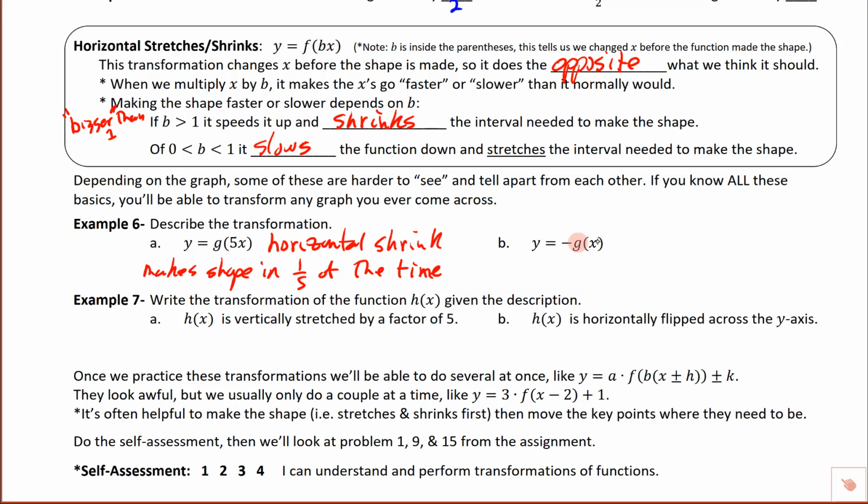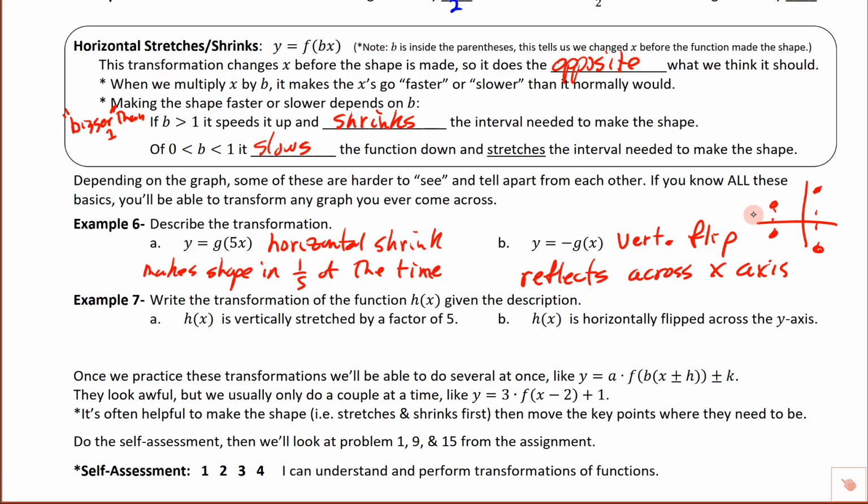Now on this one right here, we've got g of x, and then we've multiplied it by a negative outside. So that's going to be a vertical change of some sort. Remember, if we multiply that by a negative, we're taking all the y values and multiplying by a negative. That's going to be a vertical flip because we're changing the y values, the top for the bottom. We'll write down that this reflects across the x-axis. We're taking all the y values that are up here and flipping them down here, and all the y values that are down here, flipping them up there.